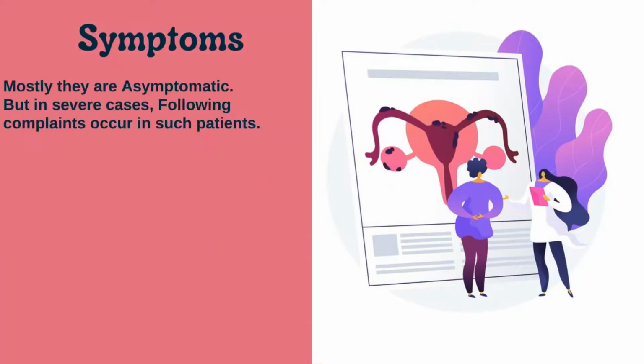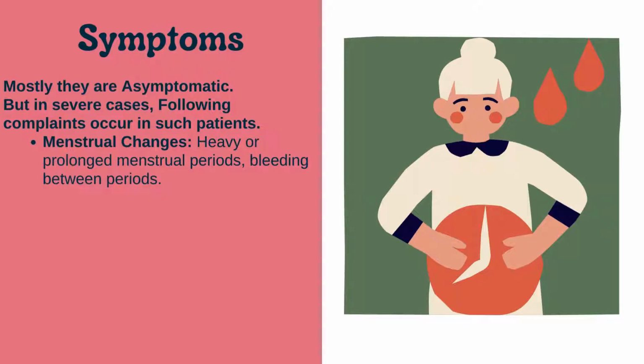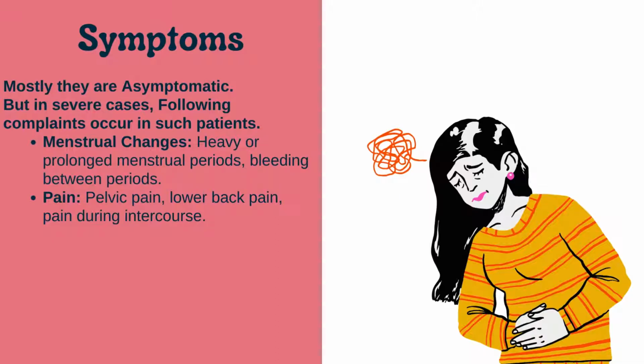Symptoms: mostly they are asymptomatic, but in severe cases, the following complaints occur in such patients: menstrual changes, heavy or prolonged menstrual periods, bleeding between periods, pain, pelvic pain, lower back pain, pain during intercourse.